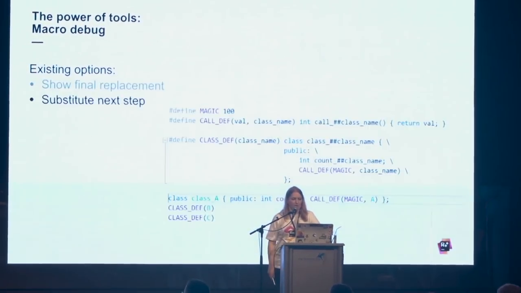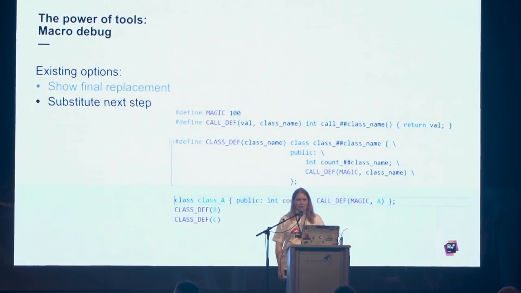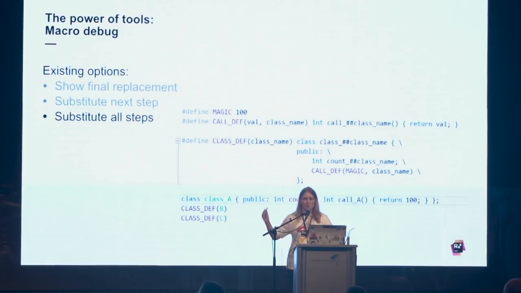In ReSharper C++, we decided to implement a slightly different approach. We decided to do a real debug process. We have this thing called substitute next step. So you can substitute the next step of this macro. You can go step by step, in some sense unwinding this stack of macros. And you can stop at any point, where you think, okay, now I understand what's going on further. I can stop here, or undo. And naturally, you can just say, okay, now substitute all the steps for me. The same result as showing the final substitution in quick documentation, but it happens in the editor itself.